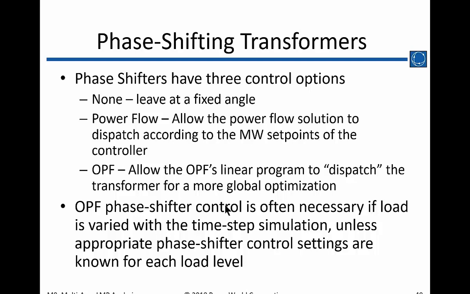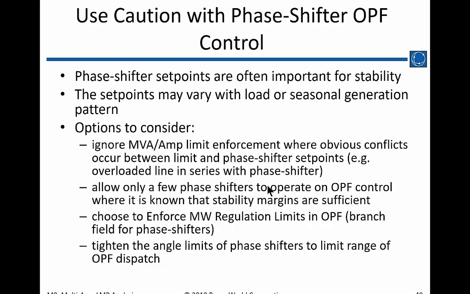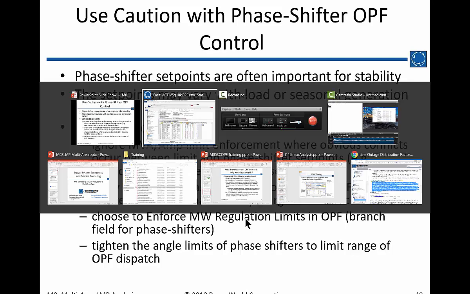If you're using the DC mode, there's no danger of collapse because of bad phase shifting transformer set points, but you still could end up kind of at an unrealistic, I guess, dispatch. But what you can do, and then this slide just kind of describes, you might want to still enforce regulation limits, or you can also ignore them.